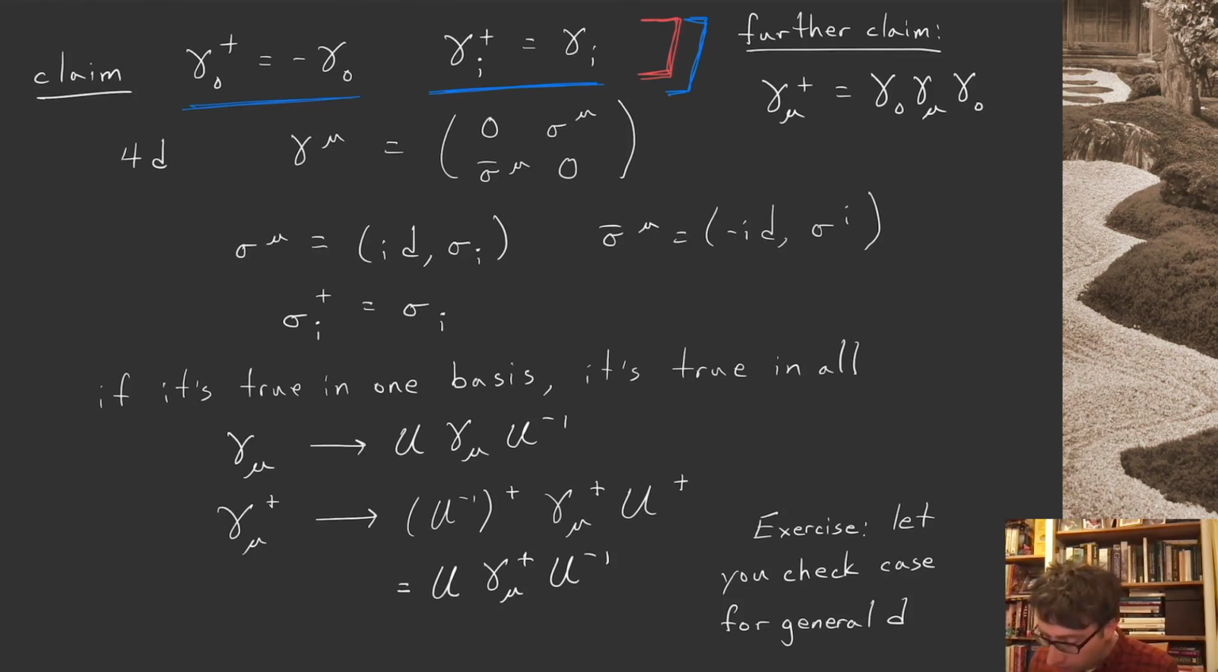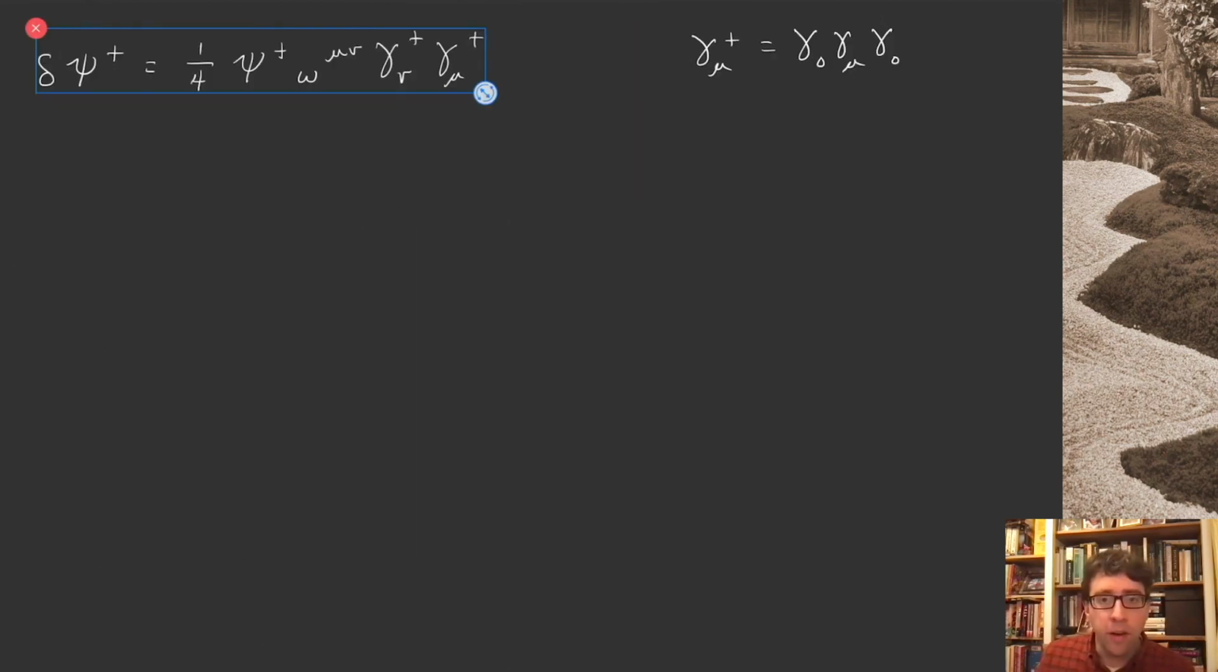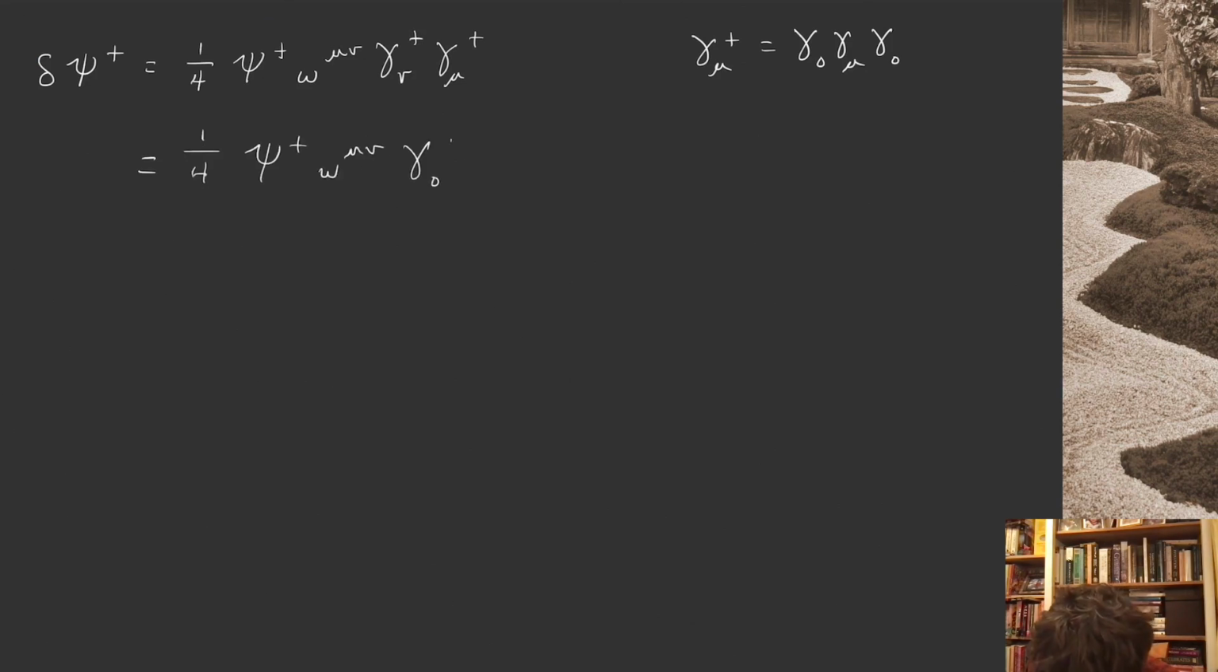All right, with that under our belt, we'll take this further claim to the next page, along with our result for how the Hermitian conjugate of the spinor transforms under Lorentz boosts, and we'll keep moving. So there are the two results that I need to move forward. I'm going to replace the Hermitian conjugate of the gamma matrices with this formula, gamma 0, gamma mu, gamma 0, and see what happens. So I get 1/4 psi dagger omega mu nu, gamma 0, gamma nu, gamma 0, gamma 0, gamma mu, gamma 0. Great. Now I recognize the gamma 0 squared, I can simplify that to be minus 1.